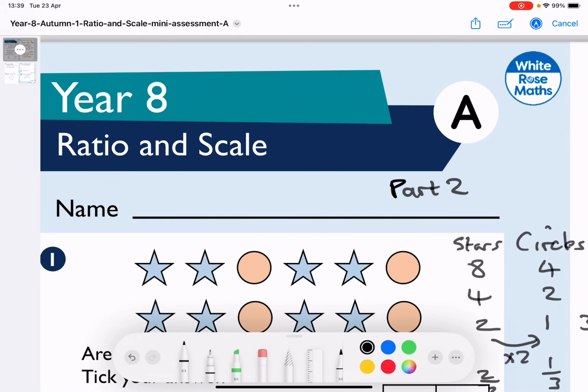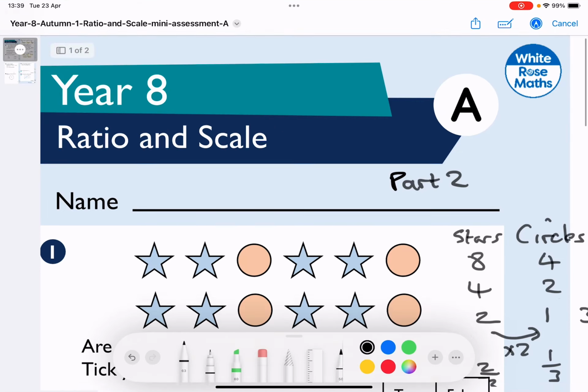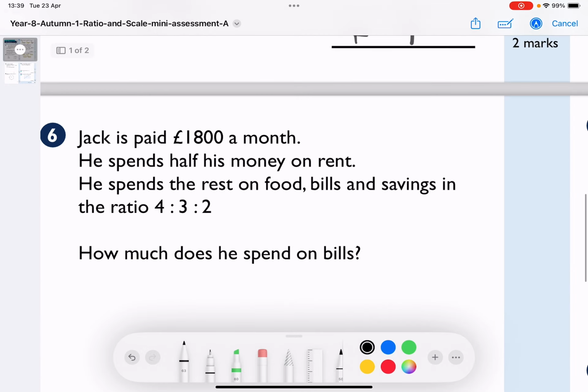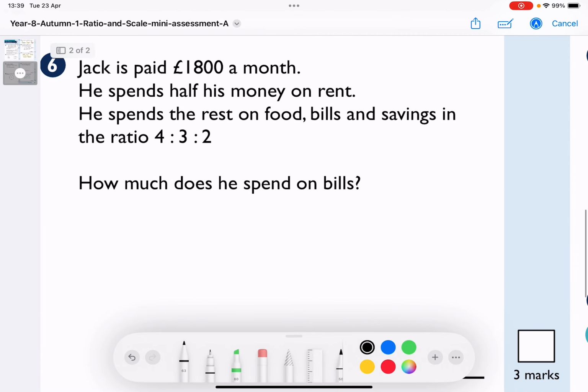Okay, here we have Year 8, ratio and scale. This is the second part, so I'm going down to question 6. What I've got here is that Jack is paid £1,800 a month. He spends half his money on rent. He spends the rest on food, bills and savings in the ratio 4:3:2. How much does he spend on bills?